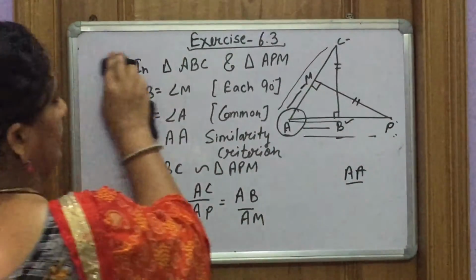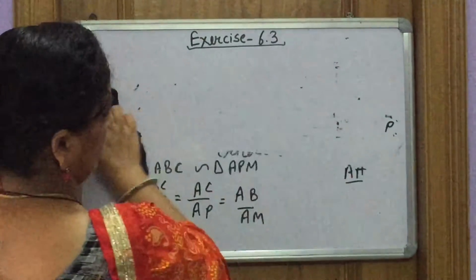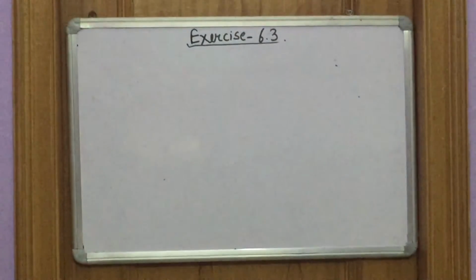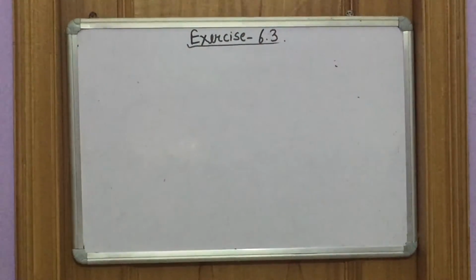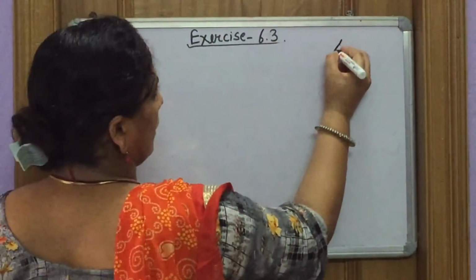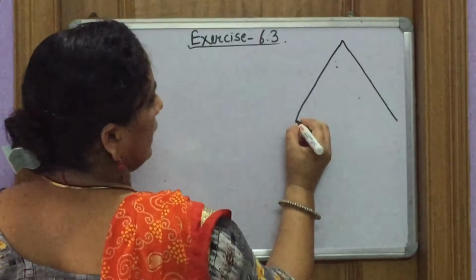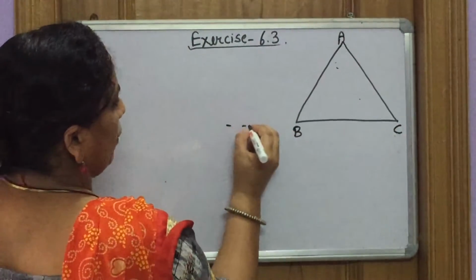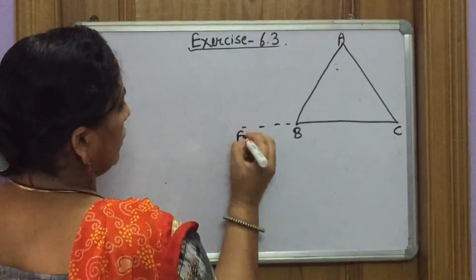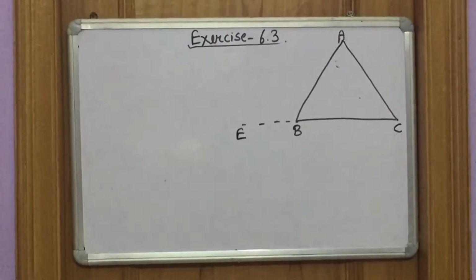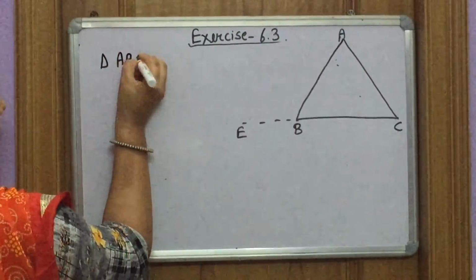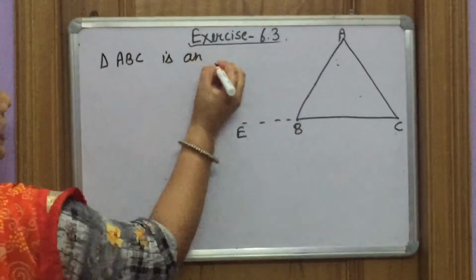Next question is, again in this question, figure is given. E is a point outside to a triangle ABC. In the triangle ABC, E is a point which is outside to this triangle, and also ABC is an isosceles triangle.